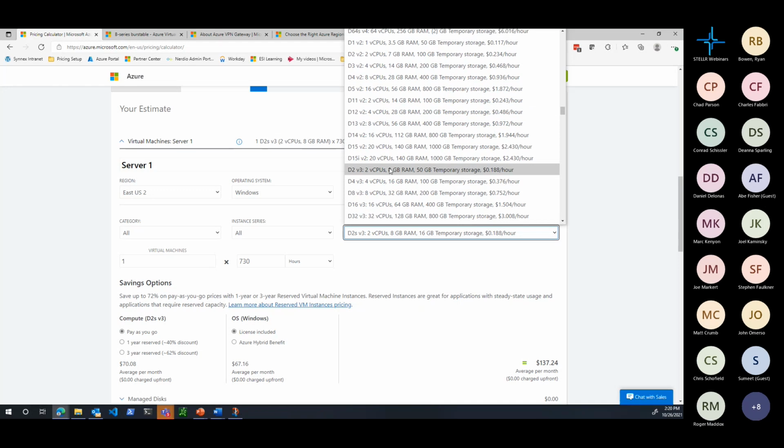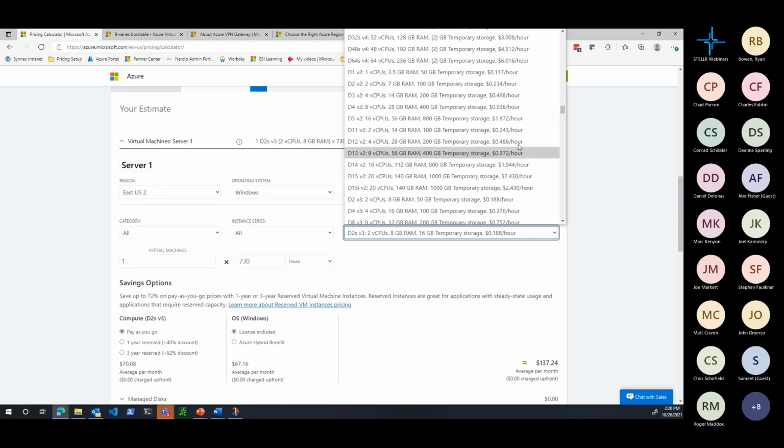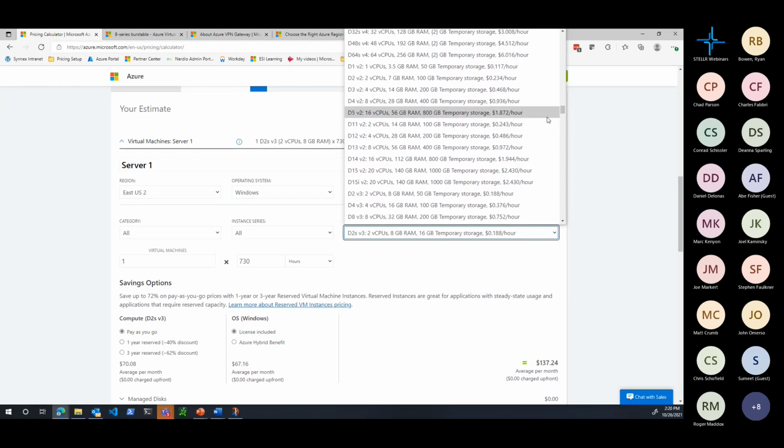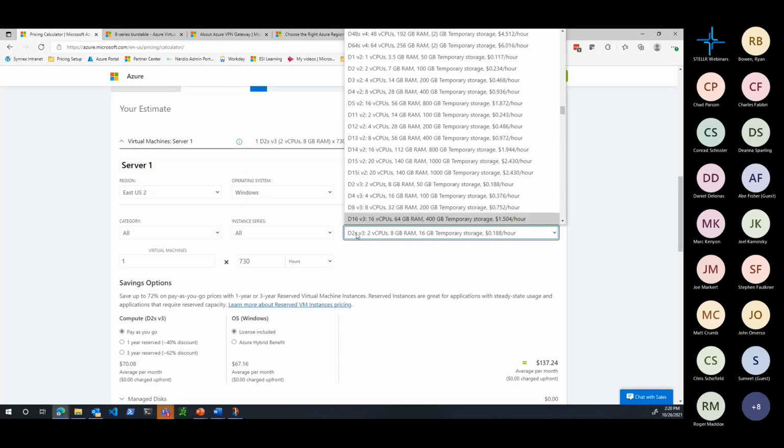Here it is. But you can see this D2 V3 and this D2S V3, they are the same price. They're the same cost per hour. The only difference between these two is the availability of storage and what storage options you have available to you. So S in these cases stands for storage, and that is consistent across all series of machines here in Azure.